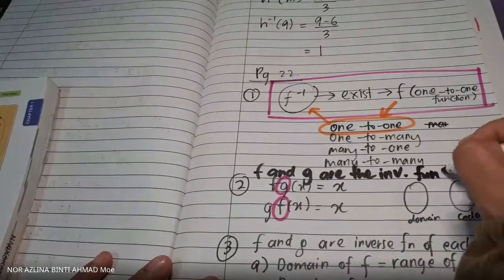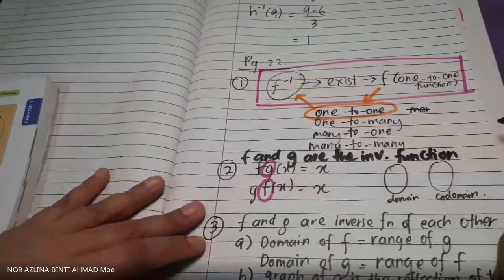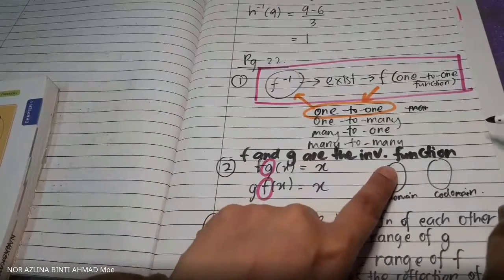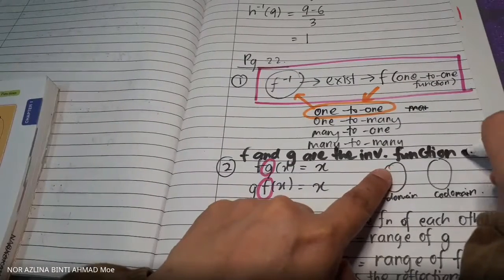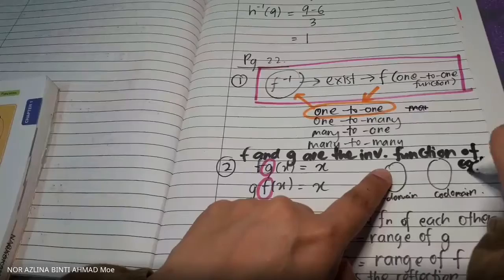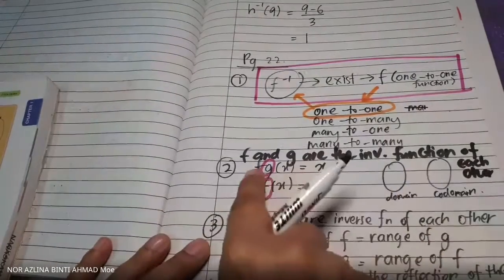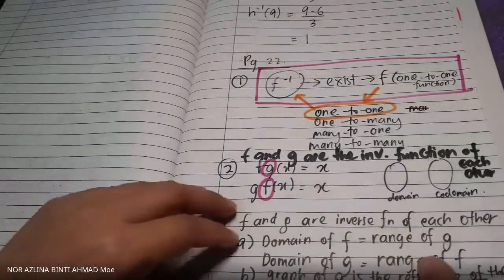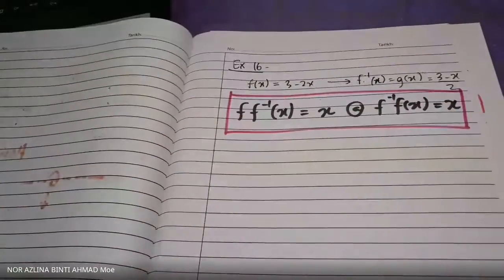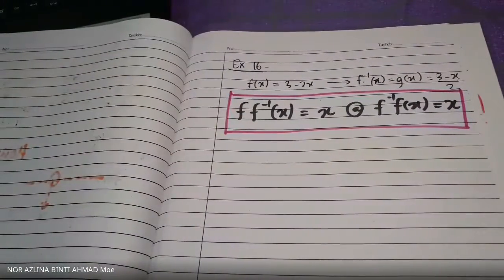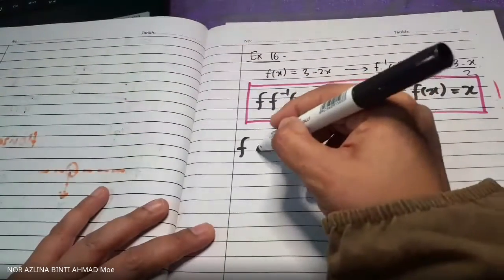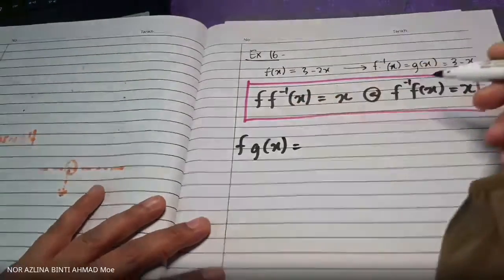Hari ni pengiraan tak banyak sangat. Dia banyak nota-nota berkaitan dia je. F and g are the inverse function of each other if fgx equal to x, gfx equal to x. Okay, ayat tu tadi tertinggal. Jadi, kita nak check ni tadi. F gx. Saya nak masukkan. Okay.